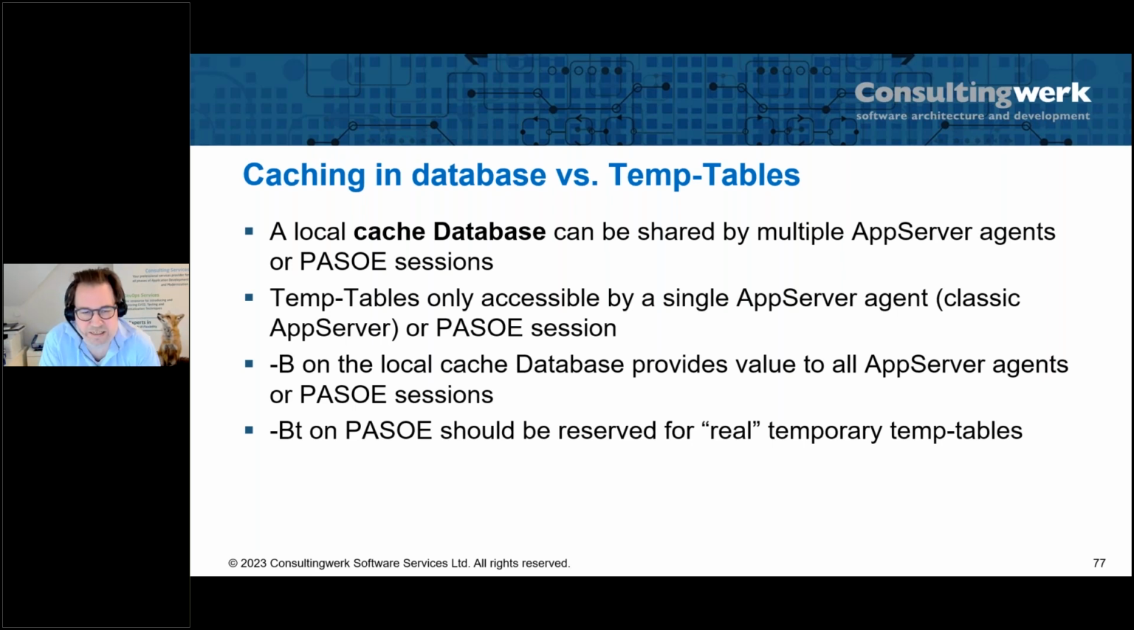So you might end up having the same data 50 times around if you have a classic AppServer with 50 agents. And that's actually quite expensive. You would need 50 times the -Bt Temp-Table buffer. It would be writing to 50 DBI files, etc. Whereas with a database, you would only have all these resources required once.